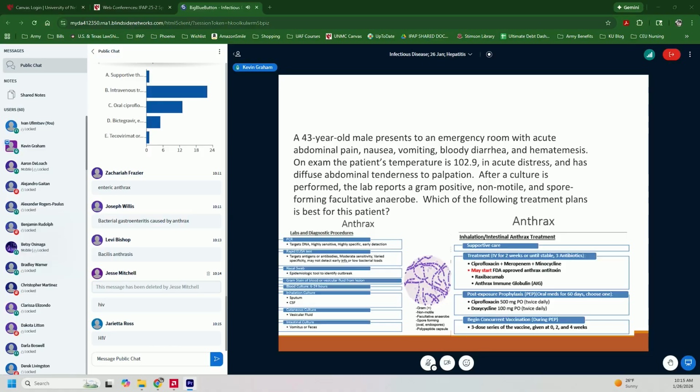And here is kind of where we would get some information out of our slides to help answer this question. We got our signs and symptoms of intestinal anthrax, our culture and gram stain results, and then our treatment of it is a triple antibiotic therapy. We can transition to oral therapy when they are more stable.